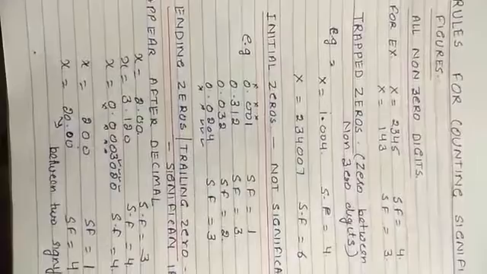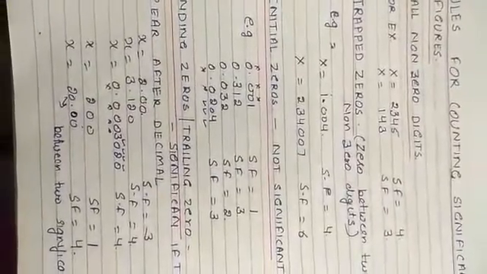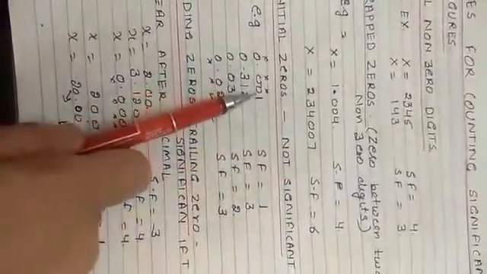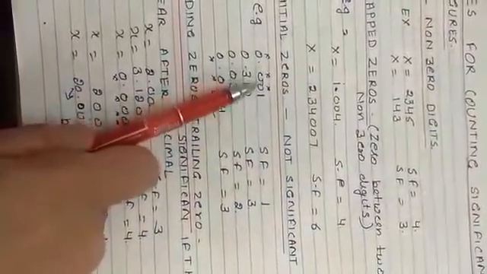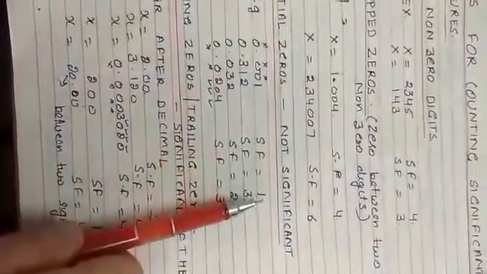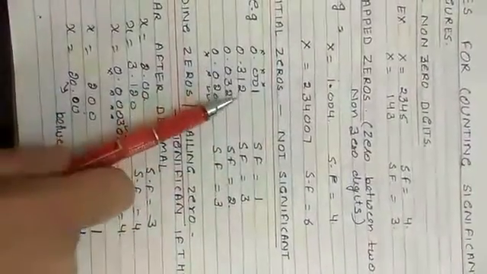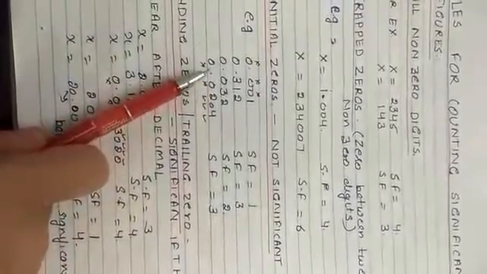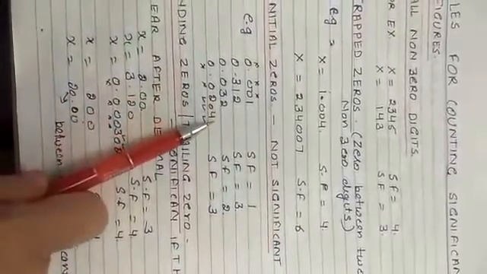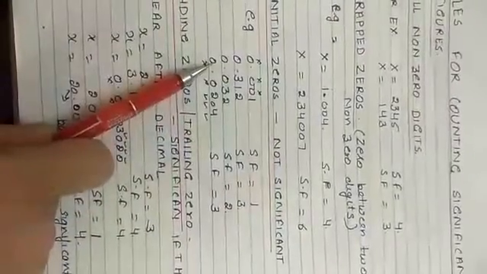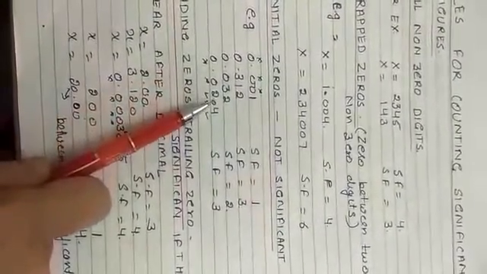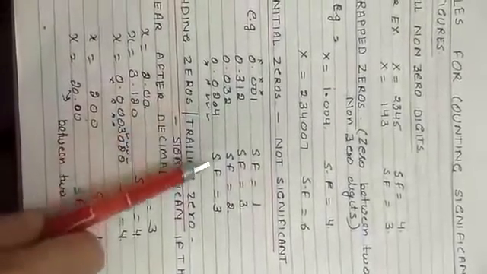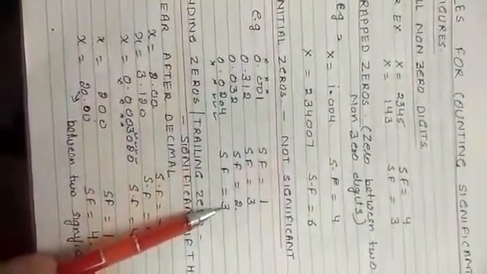Now what about other zeros? If there are initial zeros, they are not significant. Let's take the example 0.001. These zeros are initial zeros, so they are not significant. Significant figures are 1. And 0.312, in that case the significant figures are only 3. This 0 is not significant. But if we take the case 0.0204, these two zeros are initial zeros. They are not significant, but this 0 is the trapped 0. So that's why significant figures are 3.